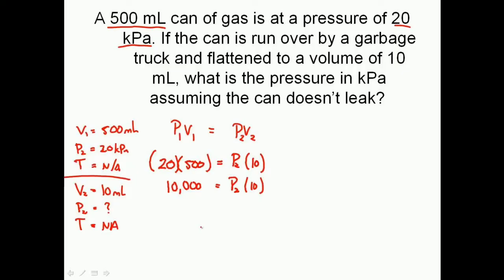A 500 ml can of gas is at a pressure of 20 kPa. If the can is run over by a garbage truck and flattened to a volume of 10 ml, what is the pressure in kPa, assuming the can doesn't leak? Since the temperature is constant, it is Boyle's law. Pressure 1 times volume 1 is equal to pressure 2 times volume 2, which is 20 times 500 equals P2 times 10. Then 20 times 500 is 10,000 divided by 10. Then the pressure is equal to 1000 kPa.